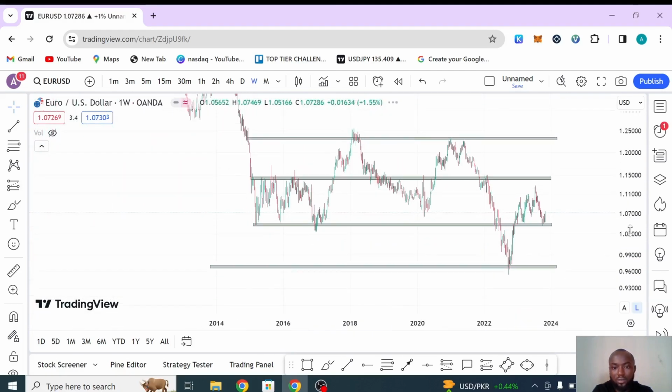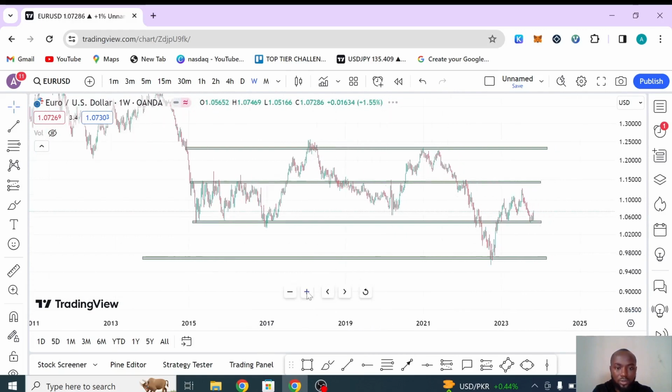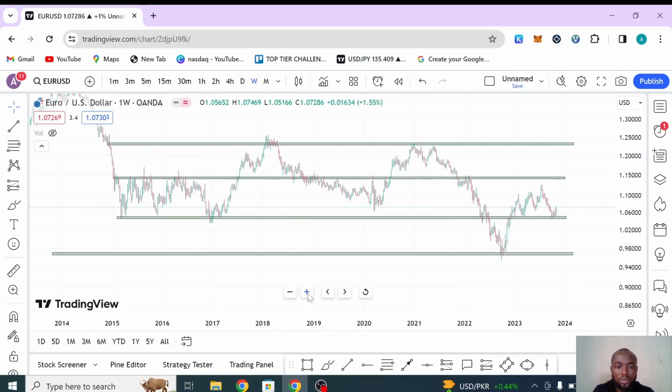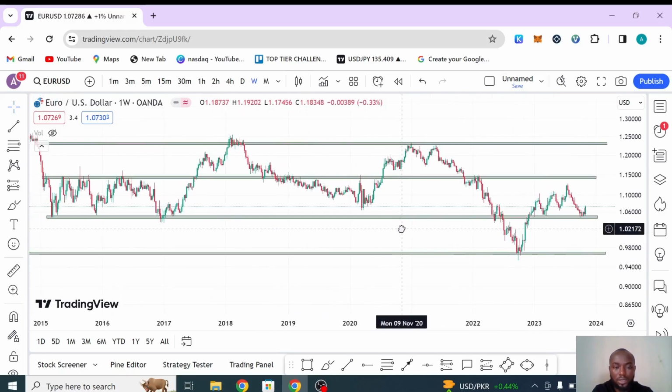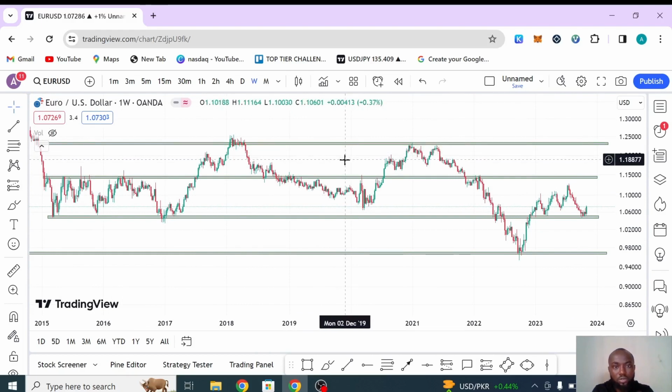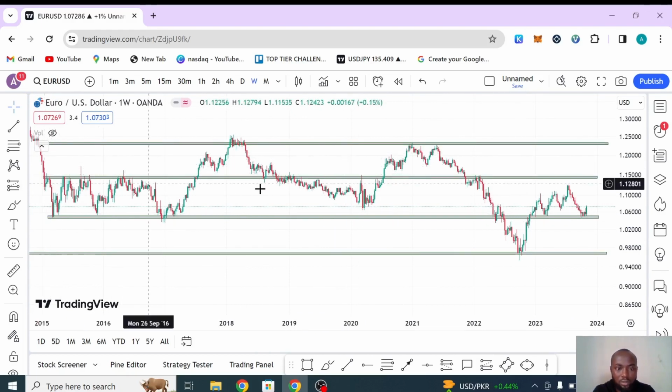Let me break it down a bit for you guys. You see these zones. These zones are regions that the market has reached and reversed. Market moves zone by zone. I mark them out, and you can call it support and resistance. If you watch here, you discover that the market moves from this zone to this zone.